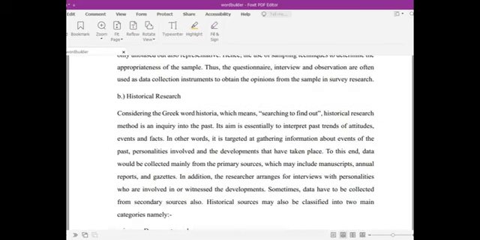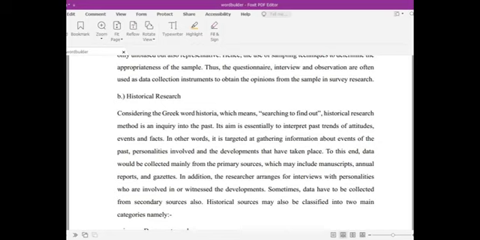Considering the Greek word historia, which means searching to find out, the historical research method is an inquiry into the past. History. When you talk about history, things that have happened in the past, you're digging into them. Its aim is essentially to interpret past trends of attitudes, events, and facts. Past, things that have occurred in the past.